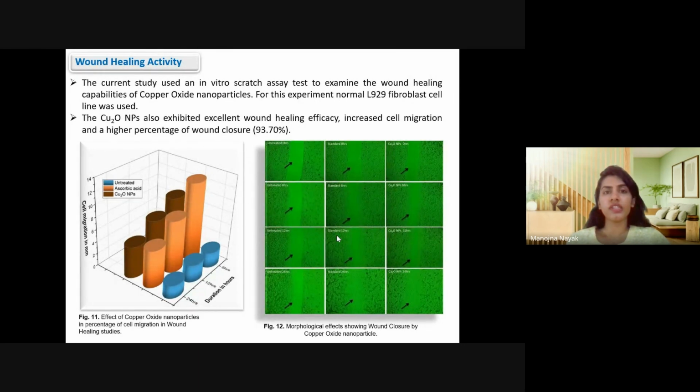The current study used an in vitro scratch assay test to examine the wound healing capabilities of copper oxide nanoparticles. And for this experiment, normal L929 fibroblast cell line was used. Here we could see that the untreated cell didn't show much cell migration as compared to standard ascorbic acid and copper oxide nanoparticles. With time, we could also see increase in the percentage of closure of wound, and it was observed around 24 hours that it was almost closed in both ascorbic acid and copper oxide nanoparticles.